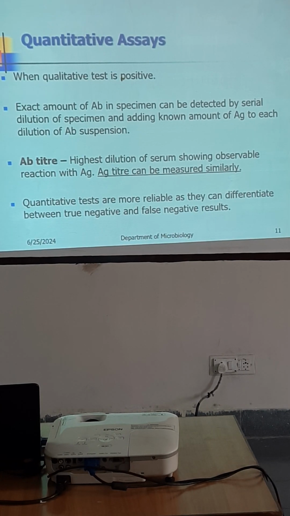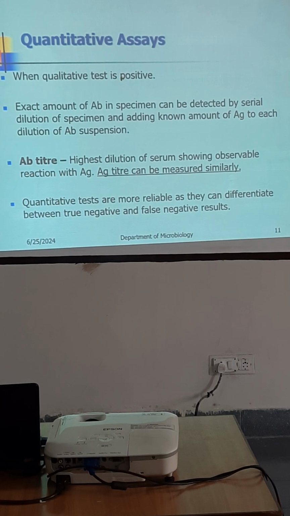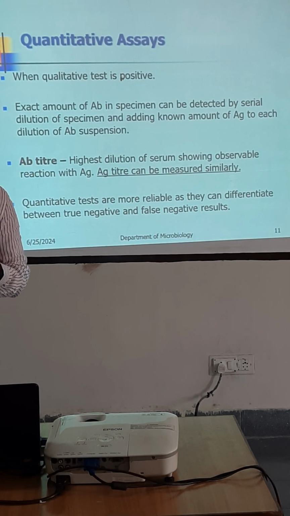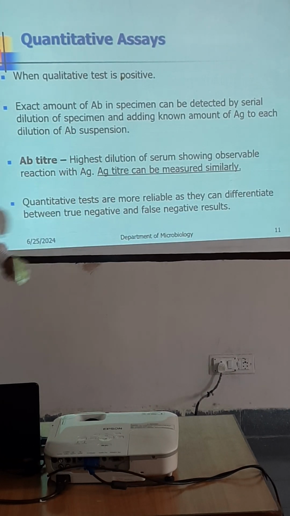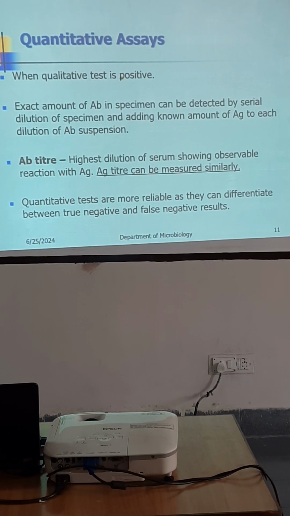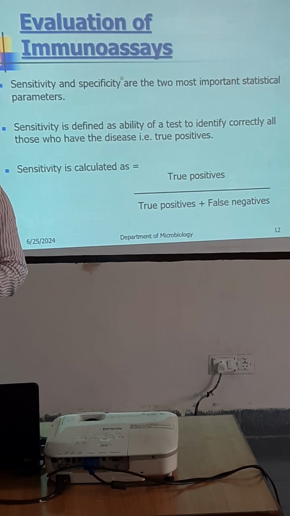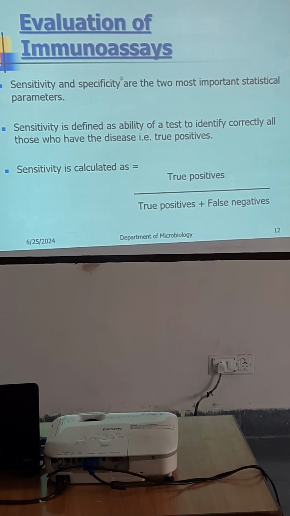So quantitative tests are more reliable, as they can measure the amount of antibody and they can differentiate between true negative and false negative results. Now, the evaluation of these immunoassays depends upon two terms. One is sensitivity, another one is specificity.